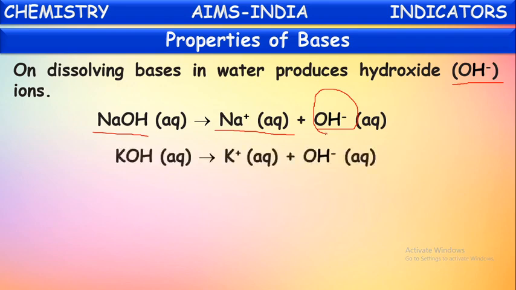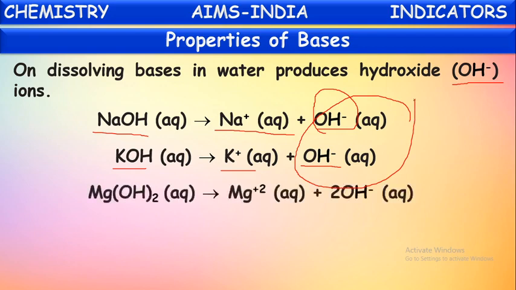One more example, potassium hydroxide, KOH. This potassium hydroxide on dissolving into water produces OH minus ions or hydroxyl ions along with K plus positive ions. In general we can say bases on dissolving into water form hydroxyl ions. One more, magnesium hydroxide. This is also releasing OH minus ions along with magnesium plus 2 ions.